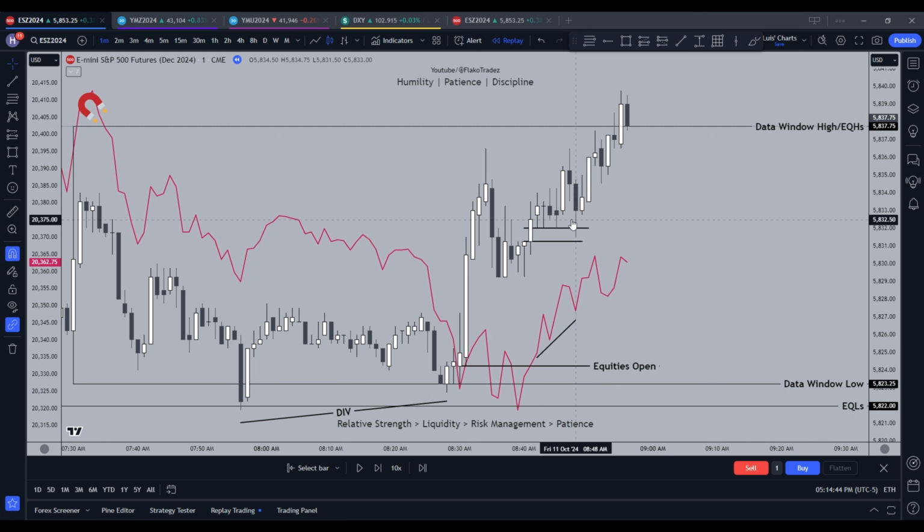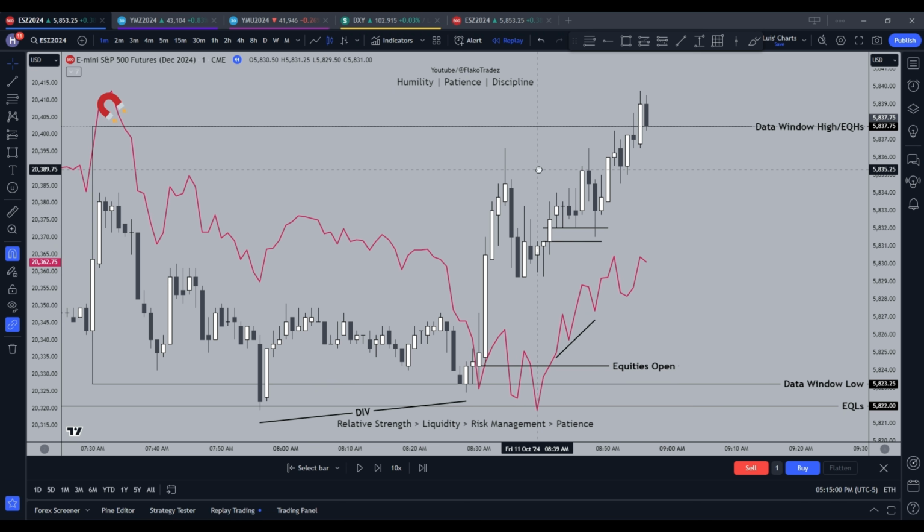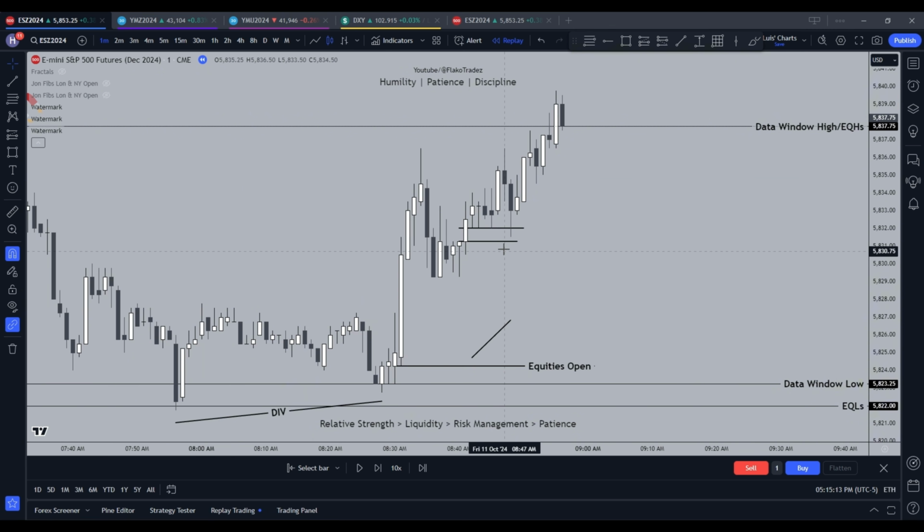And what did we do? We manipulated, taking out this liquidity, taking out all these retail traders, sweeping the liquidity, tapping into an imbalance, and then from there, we go immediately to TP. So not only did we have a second entry, we have another entry that we could have done.